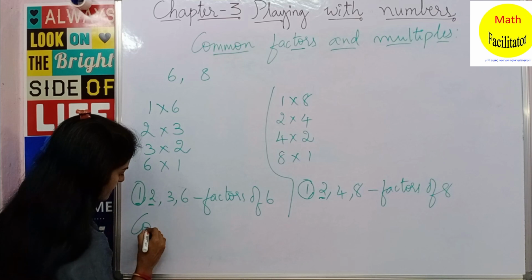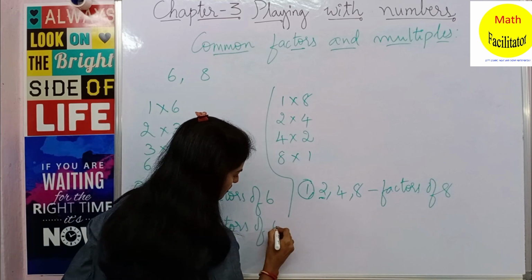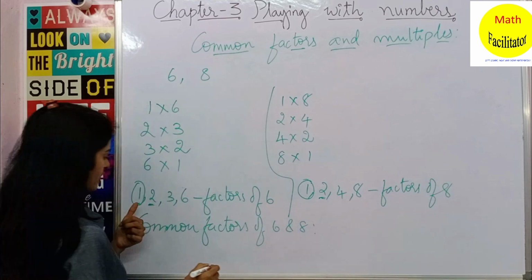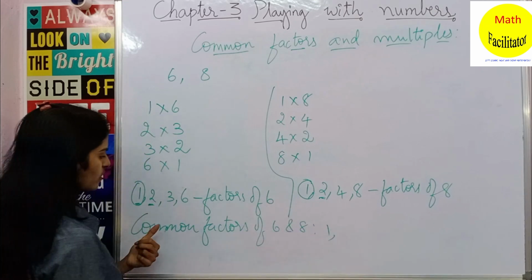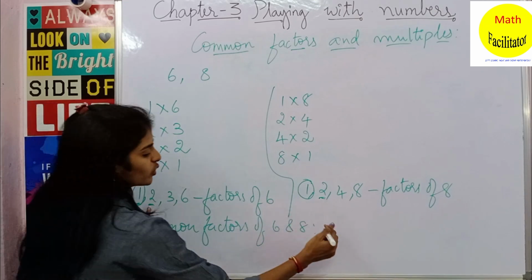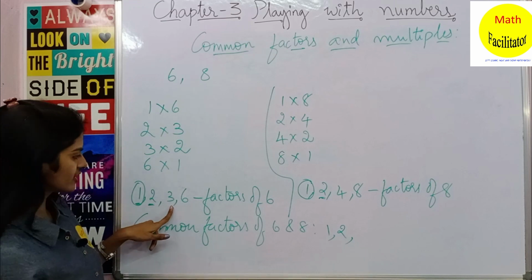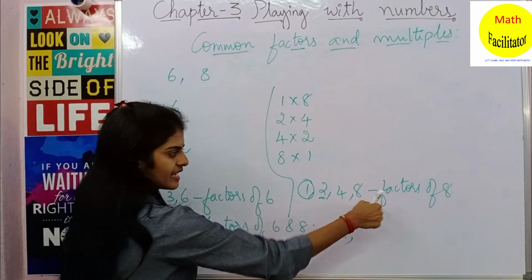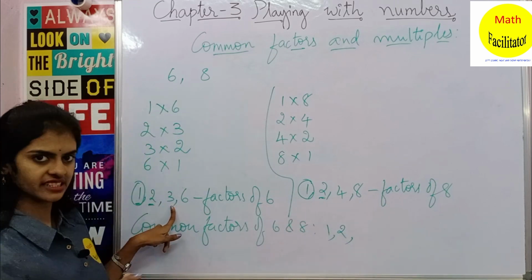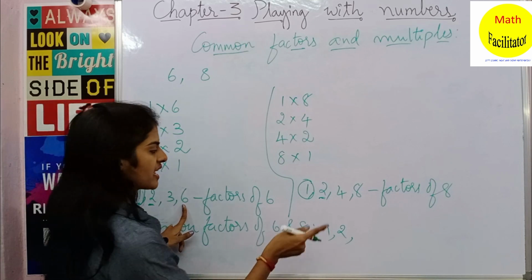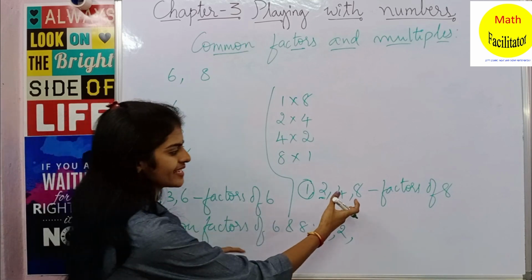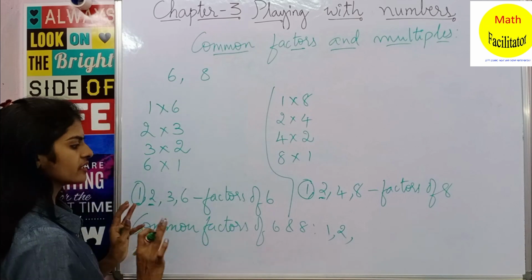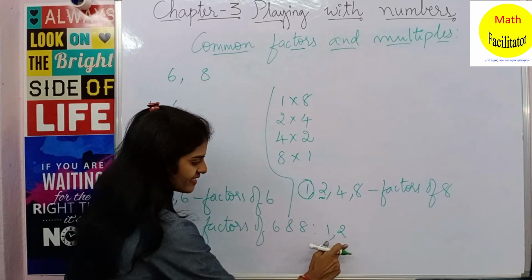So let me list down the common factors of 6 and 8. 1 is common for both, write 1. Now 2 is also common for both, write 2. Now 3 you find in 6 but not in the factors of 8, so leave 3. Now 6 also you find in the factors of 6 but not in the factors of 8. So the only common factors are 1 and 2.